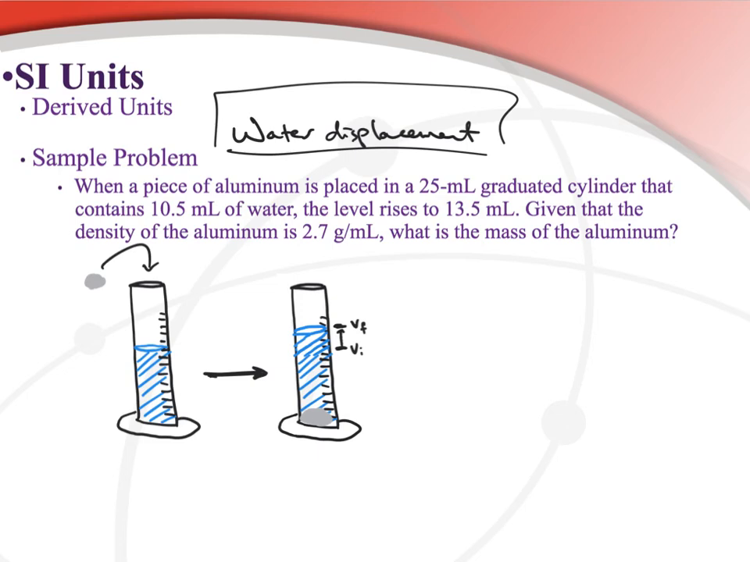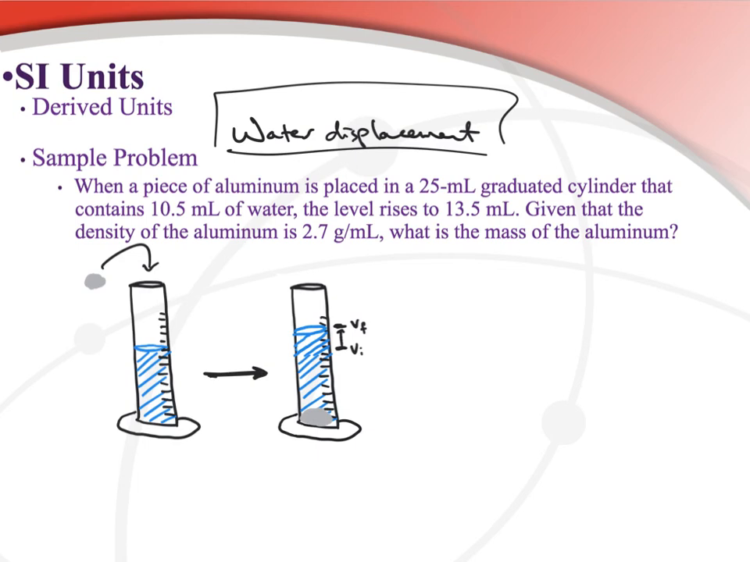Okay, this last example here is an example of a water displacement problem. There's going to be one of these on the first unit test, and there's going to be one of these on the first semester final. So an example like this is an important problem to understand.